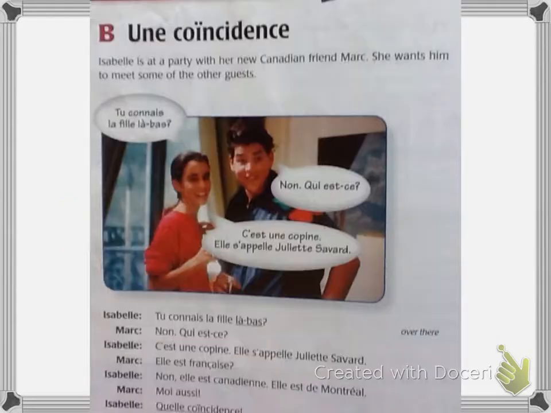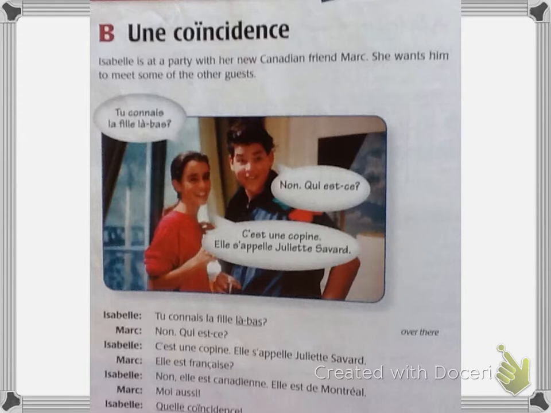So, Leçon 2B, video scène, une coïncidence. Isabel is at a party with her new Canadian friend Mark. She wants him to meet some of the other guests.